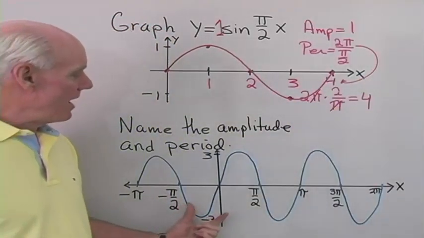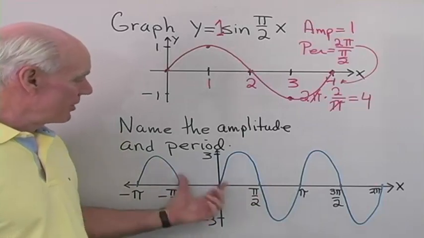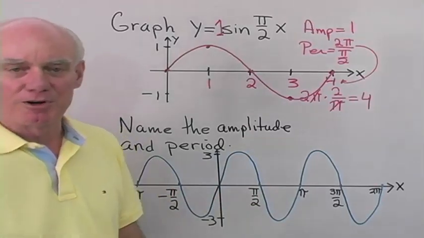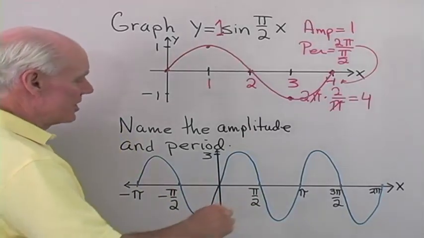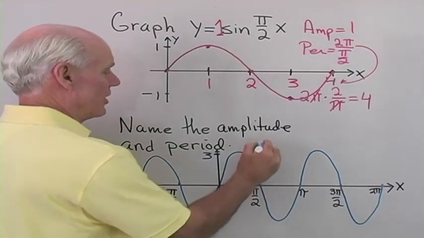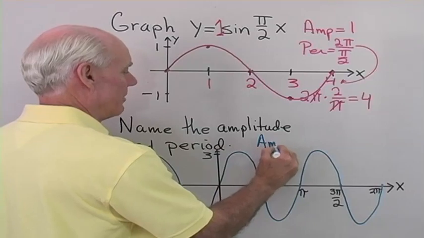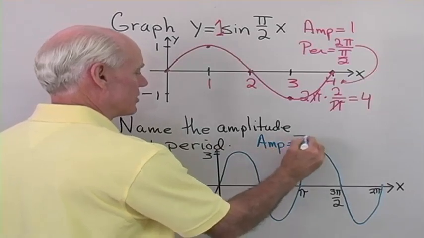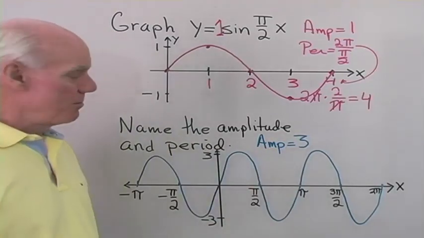Now here I have a graph, and what I want to do is just from the graph identify the amplitude and period. So first of all, I notice that this graph goes up to 3 and back down to -3. So I know just by looking here that the amplitude for that graph is going to be 3. Now what's the period going to be?